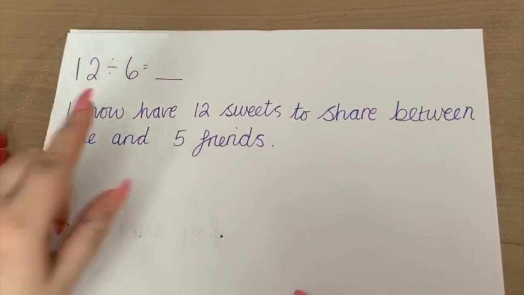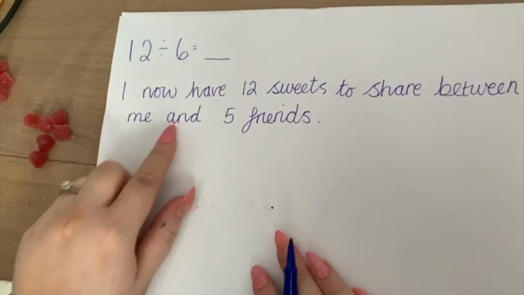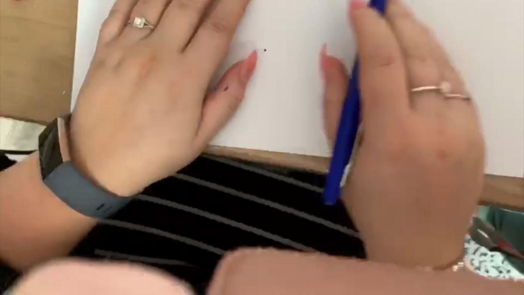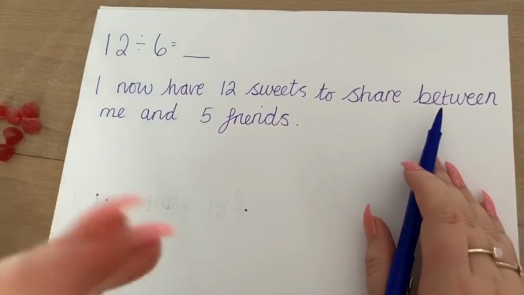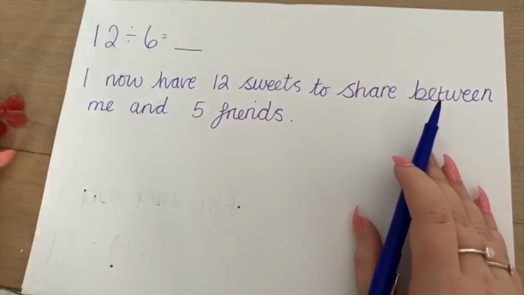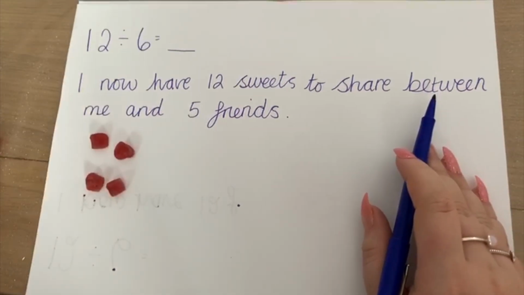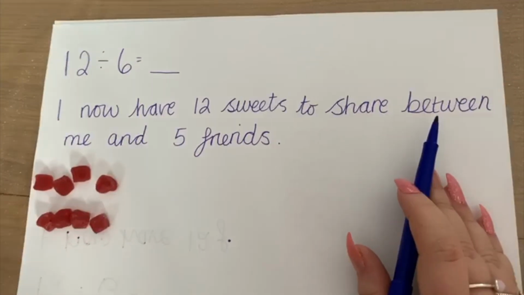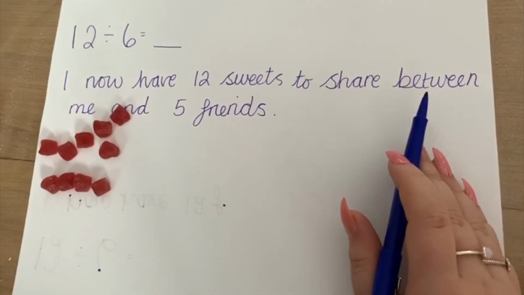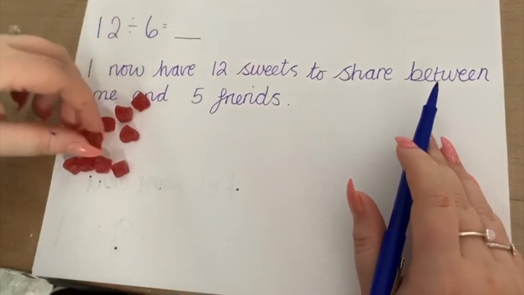Now, I have 12 divided by 6. I now have 12 sweets to share between me and my 5 friends. So, let's have a look. 12 sweets. 1, 2, 3, 4, 5, 6, 7, 8, 9, 10, 11, 12.